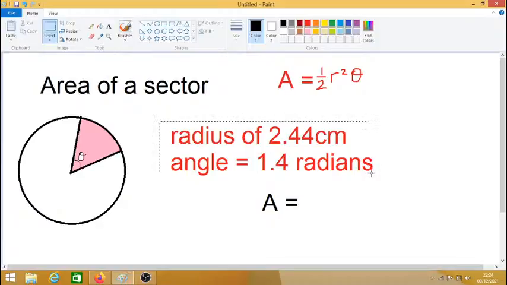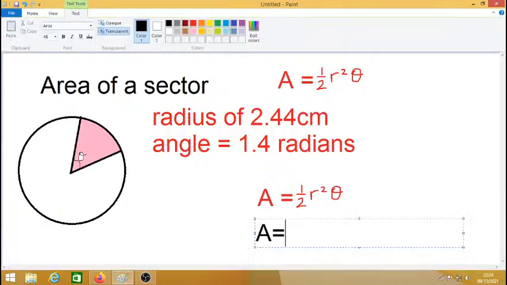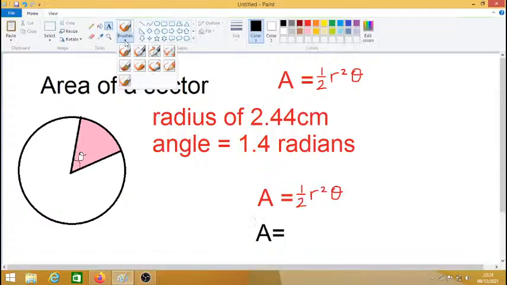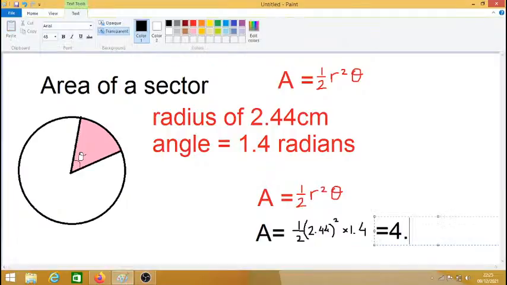Let's just make a bit of room. So let's just copy that formula, and now let's use it. So we have the area will be equal to a half times the radius, which is 2.44 squared, times by theta, which is 1.4. If you type that into your calculator, you will get the answer for the area of a sector. I'll just give you a few seconds, and you should get something that rounds to 4.17 centimeters squared.